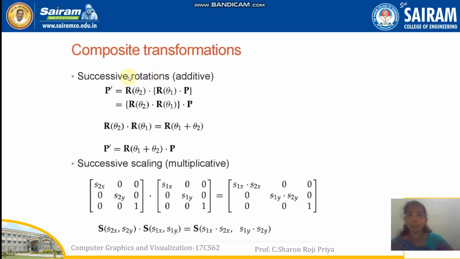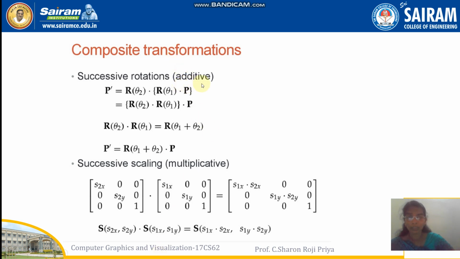composite transformation for successive rotation. In successive rotation also, instead of performing rotation two times, what I can do is add all the angles and perform rotation only once. So I can say successive rotations are additive.